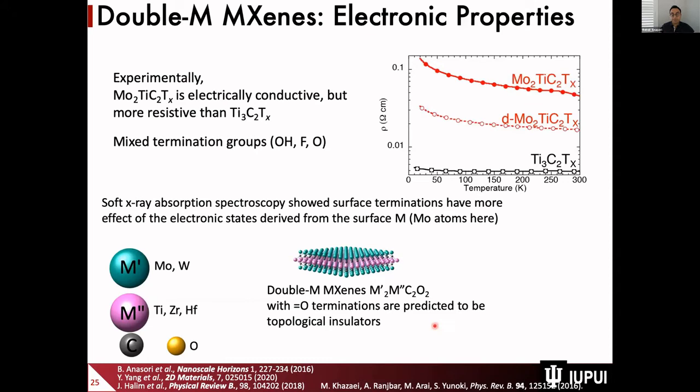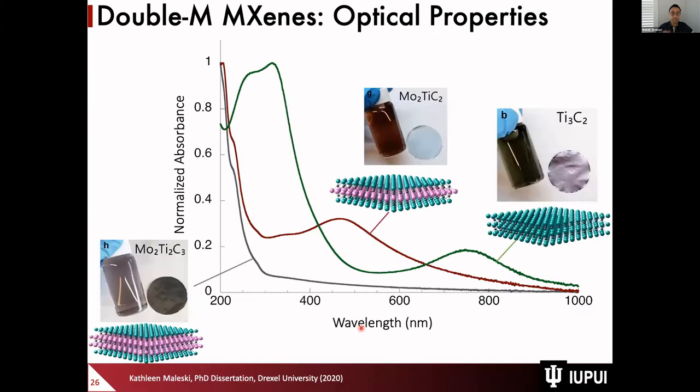DFT calculations, for example, by Dr. Kazai that he presented on Monday, also suggest that when we have double transition metal in the three layer form like molybdenum tungsten with these inner layers, with oxygen termination only, they are predicted to be non-trivial topological insulators. So that's another new avenue that we can explore for non-metallic MXene phases by introducing double transition metal. Optical properties we can control as well, going from the well-known Ti3C2 that has a green color to a change of color by addition of molybdenum to brownish red or even gray. I will not spend too much time on that because of the time.